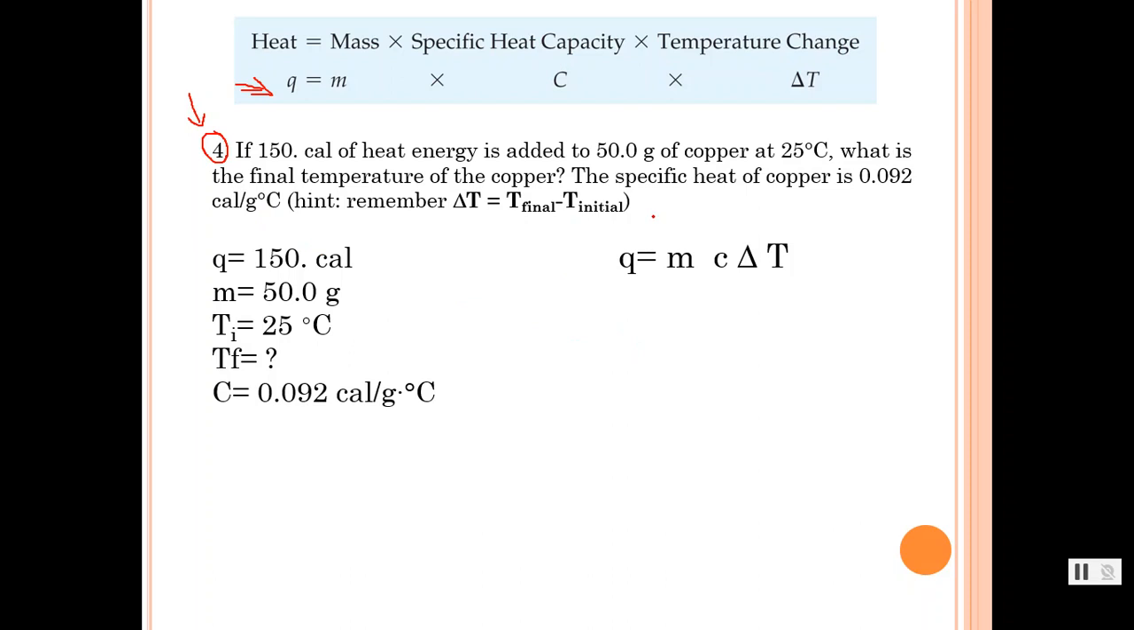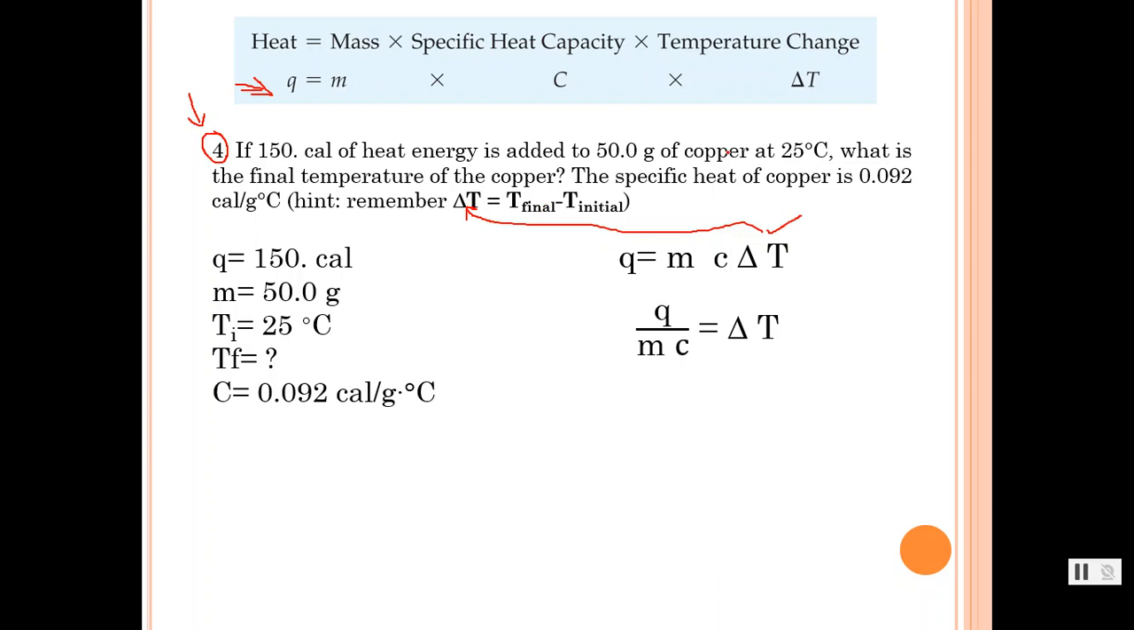So looking at this problem, looking at least at Q equals MC delta T, there's no final temperature variable explicitly shown in that equation. But if I can solve for delta T, which I can because I have Q, M, and C, if I can solve for delta T, then I can take that and put it in this equation, add the initial temperature to both sides, and that will give me the final temperature. And so that's what we're going to do to solve this problem.